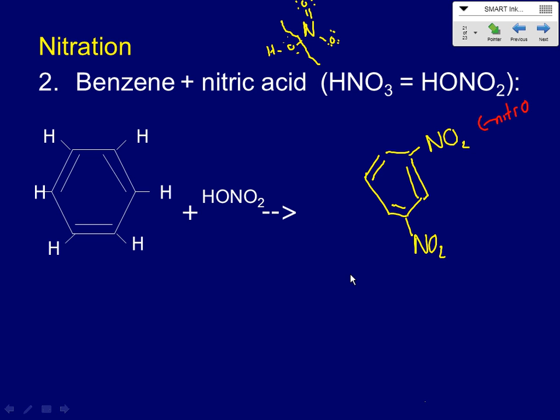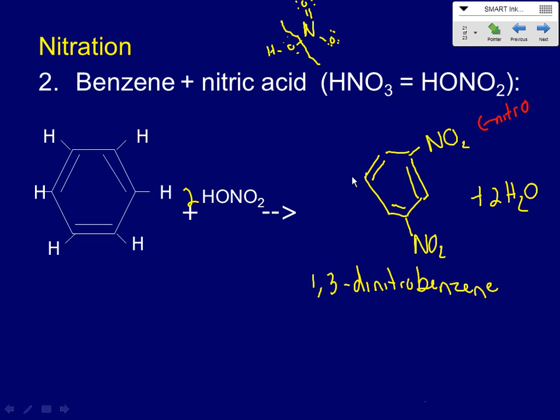So what do we have left as our other product? Oh, sorry, this is also 2H2O. And the name of this is meta-dinitrobenzene, or 1,3-dinitrobenzene. 1,3-dinitrobenzene. All right?